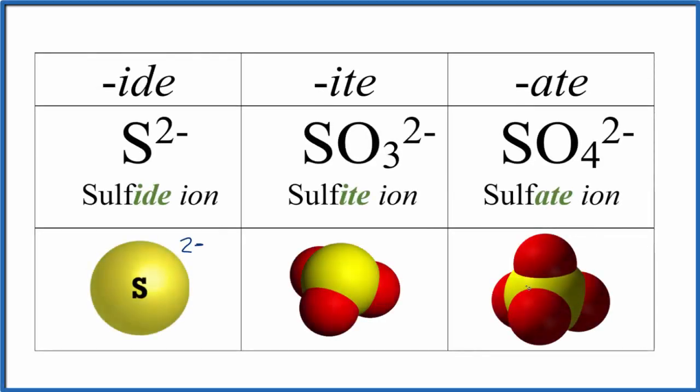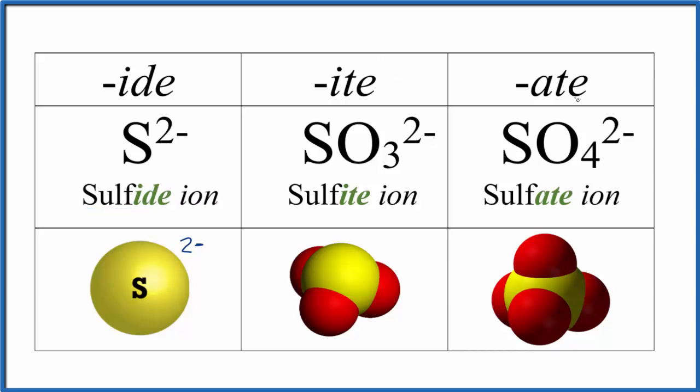Let's take a look at the difference between the sulfide, sulfite, and sulfate ions. This is something that gives people a little bit of problems. So let's start out with just sulfide. When we say sulfide, we're talking about the ion that comes just from sulfur. When sulfur gains 2 electrons, it becomes an ion. That's just S2-. So that's the sulfide ion.